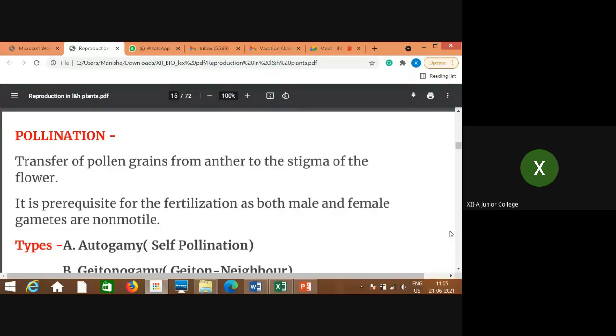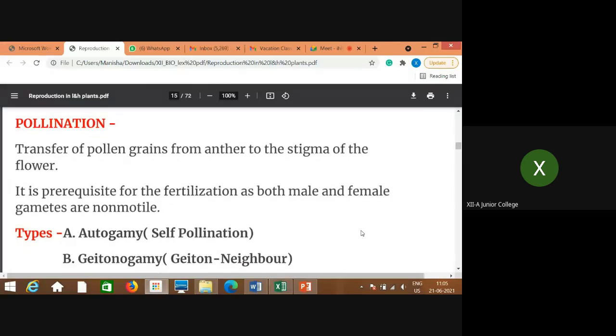See, I will tell you. Last time we have studied the male and female gametophyte, the development structure in detail, male reproductive part, female reproductive part of the flower, and then we have studied the development of both male as well as female gametophyte. Now we have to learn the next part where the actual reproduction, how it takes place, and what is the way or the method for the process of sexual reproduction in flower, and that is called as pollination.